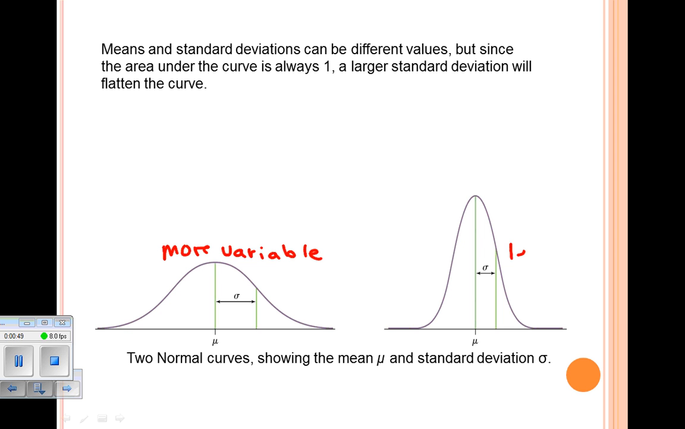And this is going to be less variable. So it's less spread out. It's closer knit together. And again, the word for this would be more homogeneous. They're closer together.